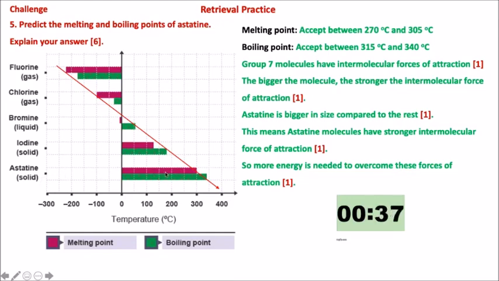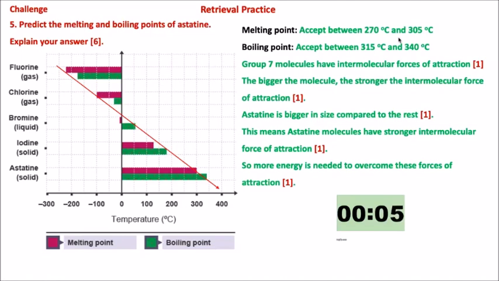So any number that you give, anything between 270 and 305, okay, will score you a mark for the boiling point. And anything you write between 315 and 340 also scores you your mark for the boiling point. In this particular question, you must get both figures correct to score a mark. So you need to get both of them correct to score a mark. But during this session, if we're able to get one of them correct, that's beautiful. If you got both of them correct, that's even amazing.